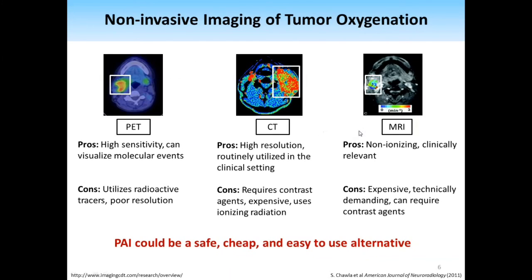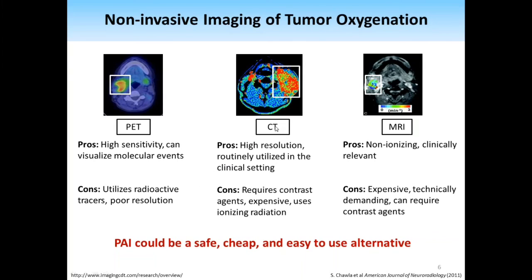As a result, non-invasive imaging techniques are some of the best ways to measure oxygenation within tumors. Three of the most common methods are, first, positron emission tomography, or PET, which uses radiolabeled tracers which target hypoxic regions. It's very sensitive and it can visualize molecular events. Unfortunately, it uses radioactive tracers and has poor resolution.